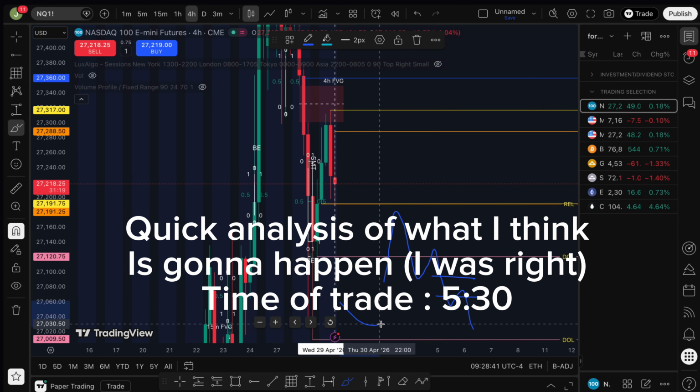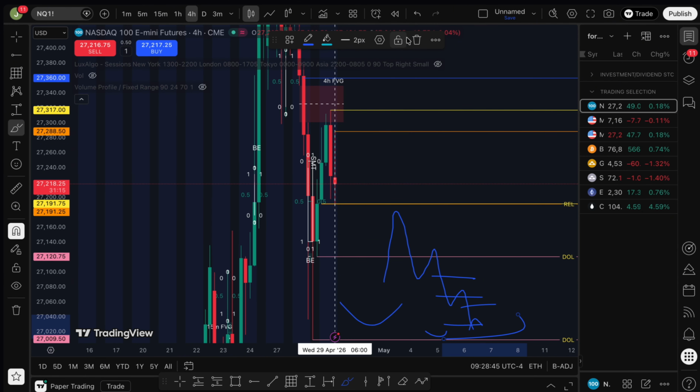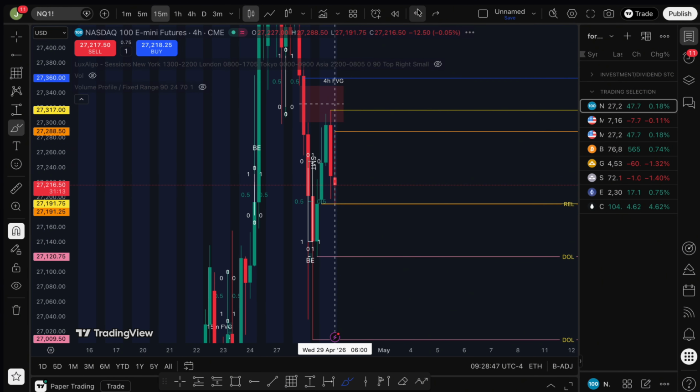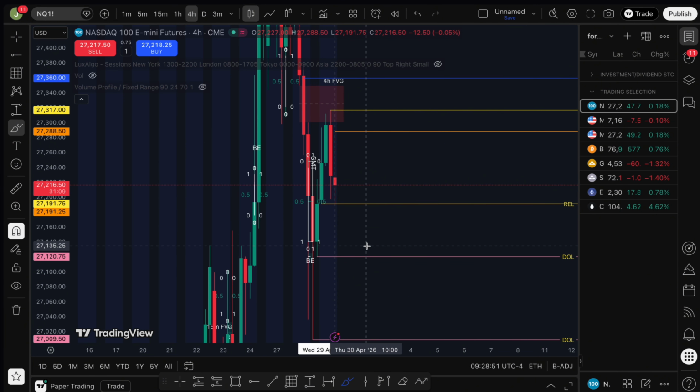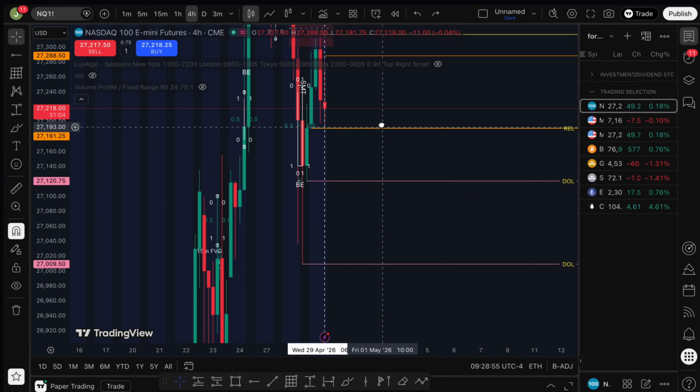Tap a 4 hour. Target liquidity. Bearish fair value gap. Target liquidity. So we're gonna target liquidity. I think we have two spots where we could target liquidity to go to on the 4 hour: this low right here, this low right here, and this low right here.